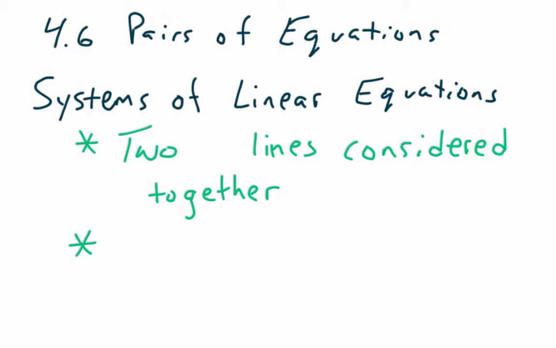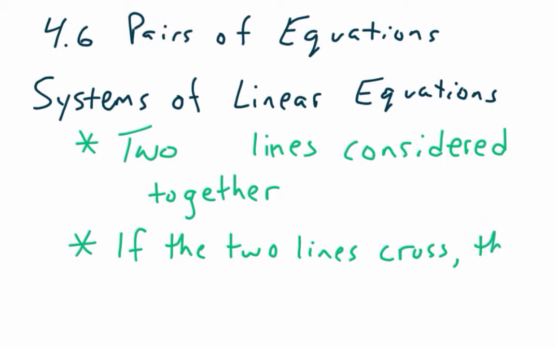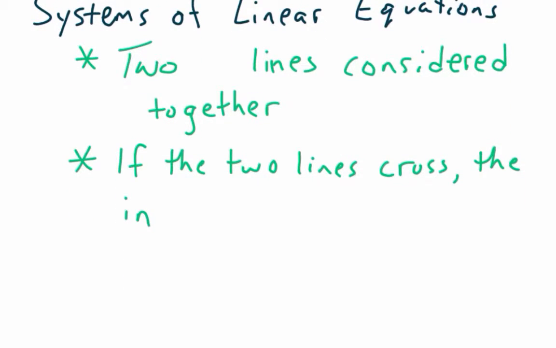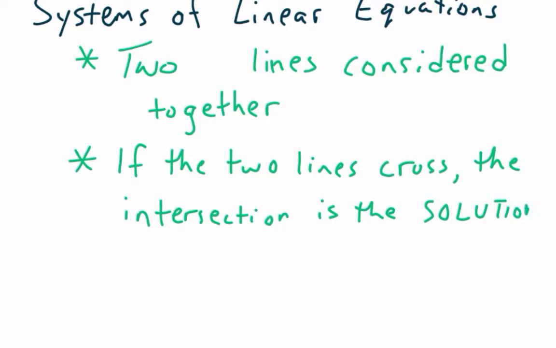And when we have that, if the lines cross, that point is the solution. So when you have a system of linear equations that has a solution, the solution is going to be where the two lines meet. So if the two lines cross, you could say that point, or the intersection is more the math term for it. The intersection is the solution to the system.